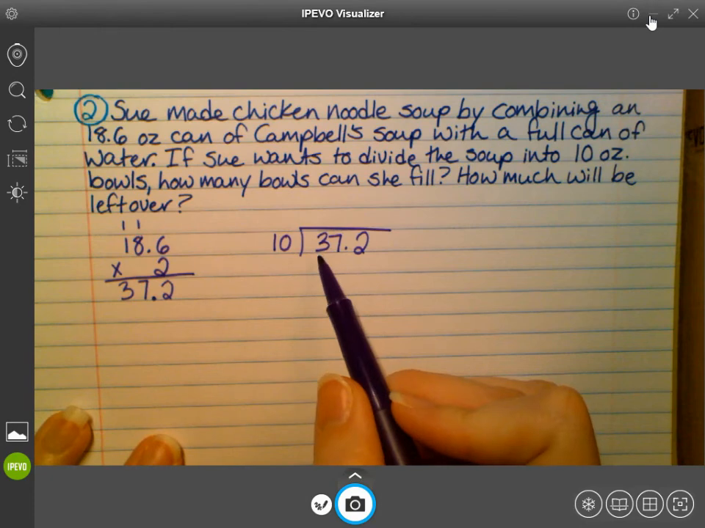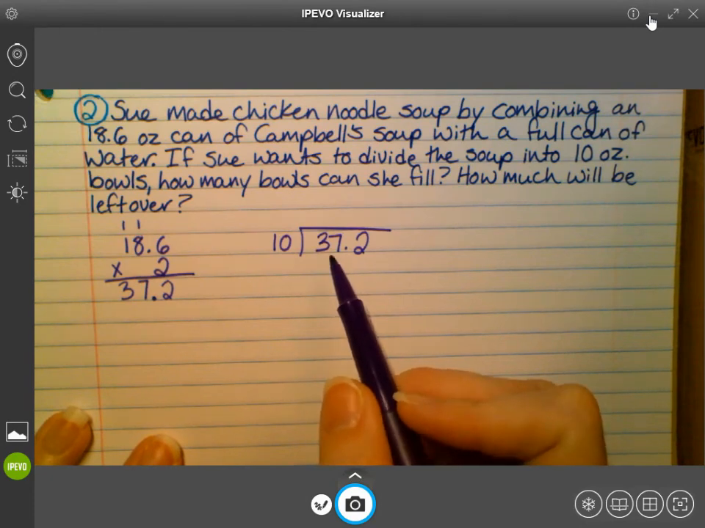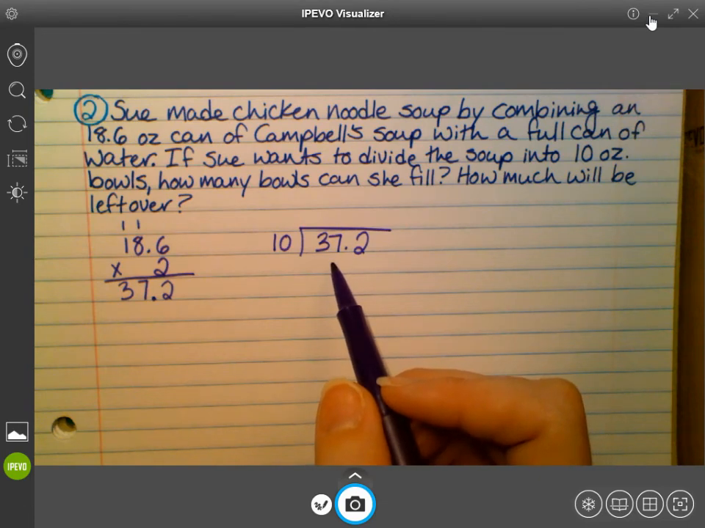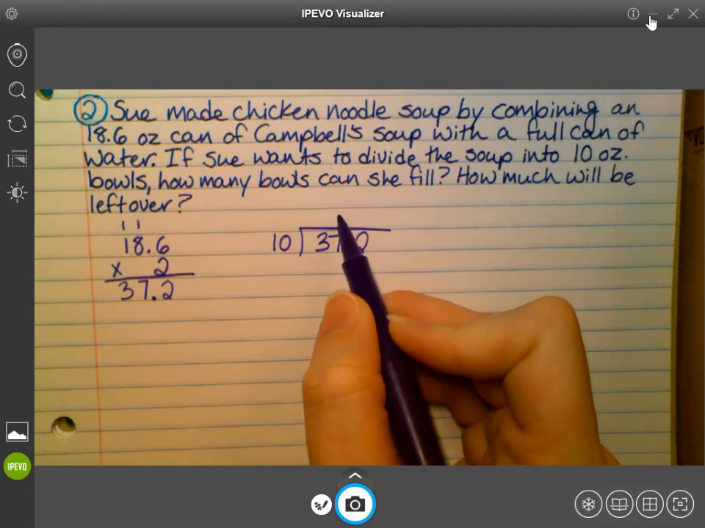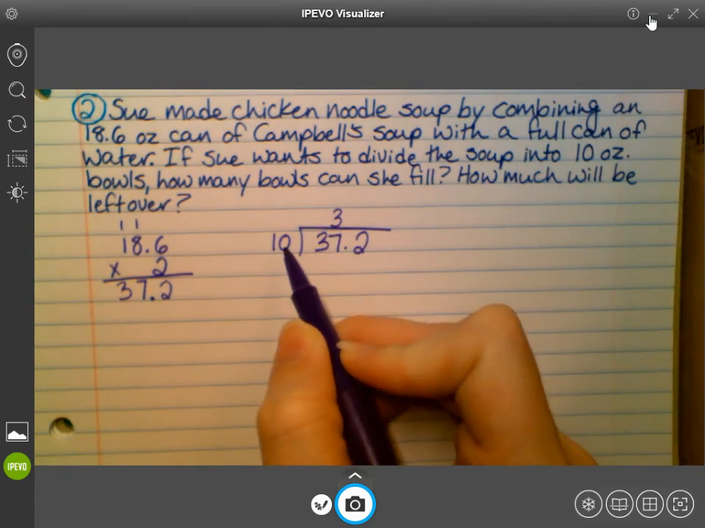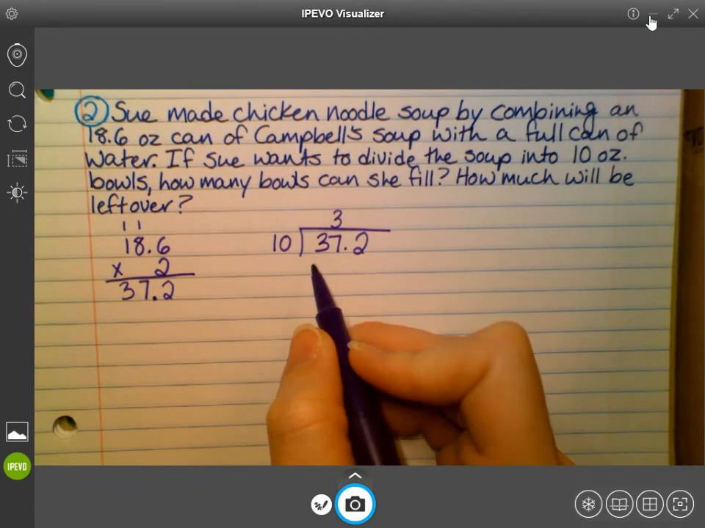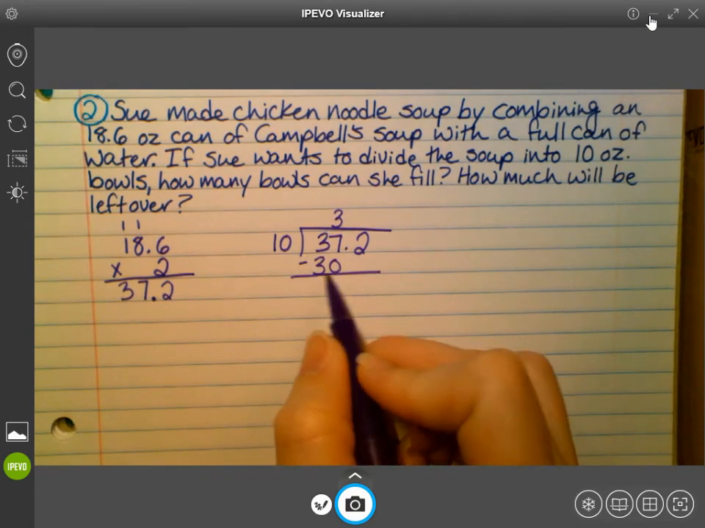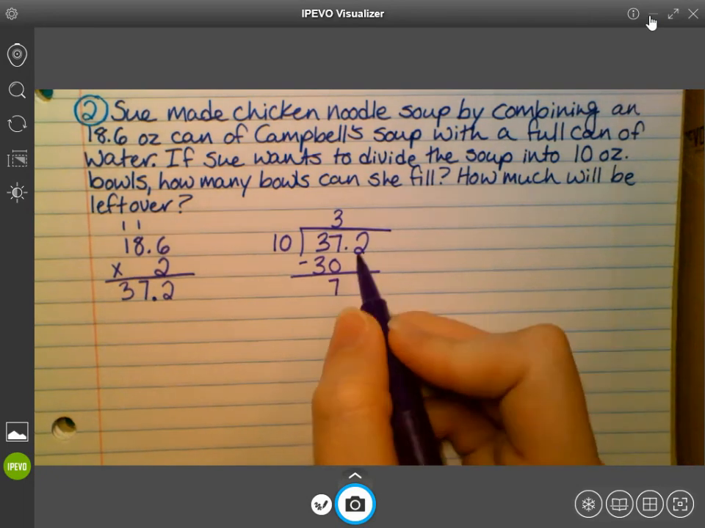So can 10 go into 3? No. Can it go into 37? Yes. Show me on your hand, how many times does it go into 37? It goes in 3 times. Awesome. So I'm going to put a 3 above the 7. 10 times 3 is 30. So I will subtract 30. Then 37 minus 30 is 7. Bring down my 2.